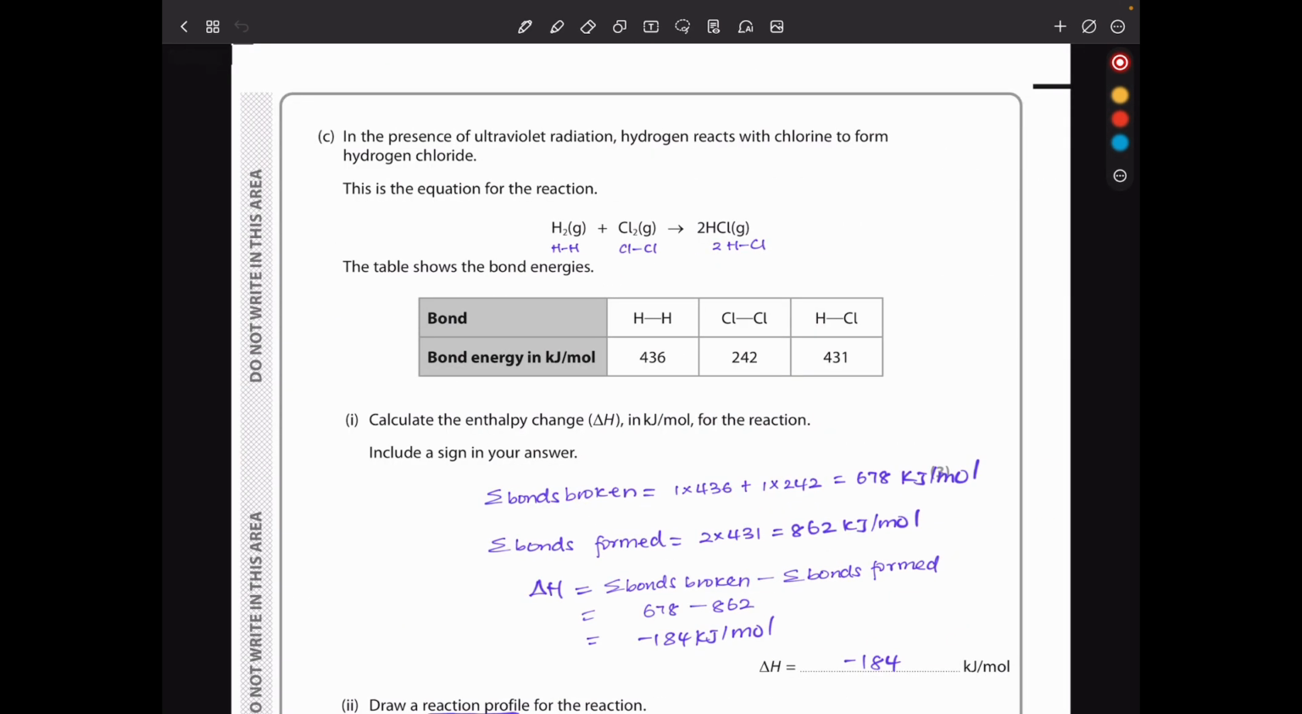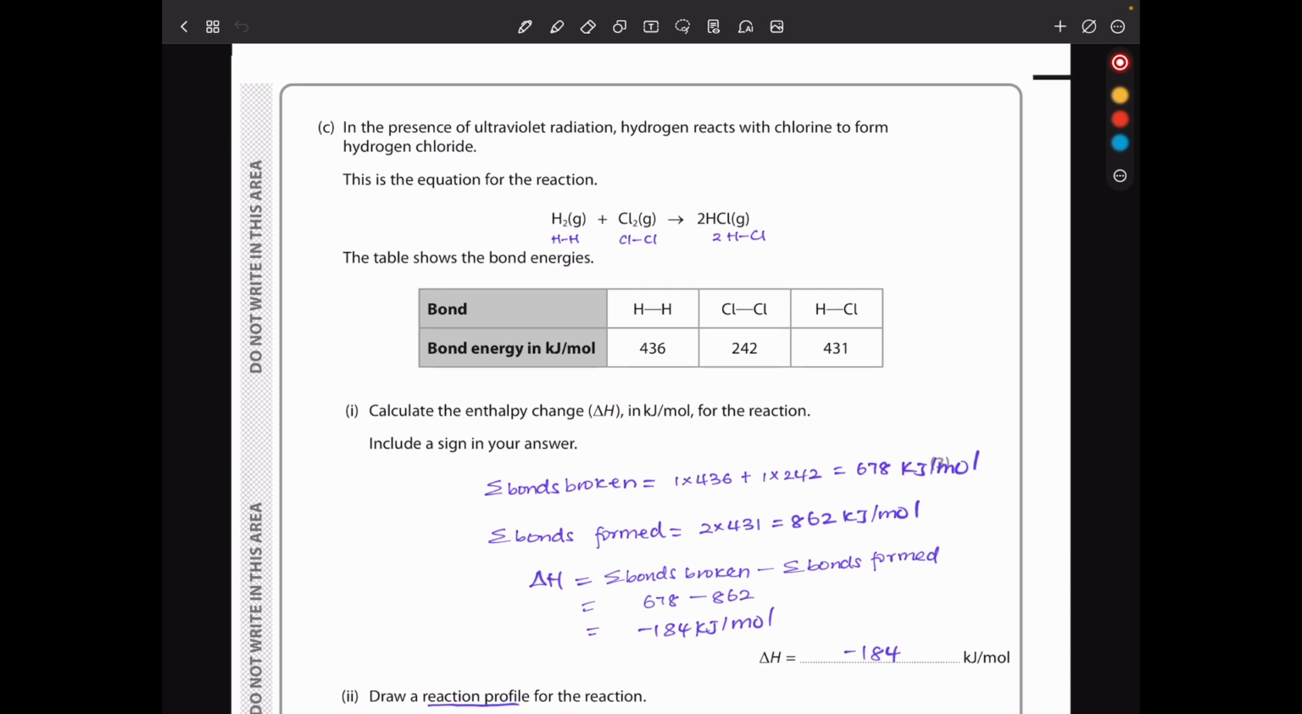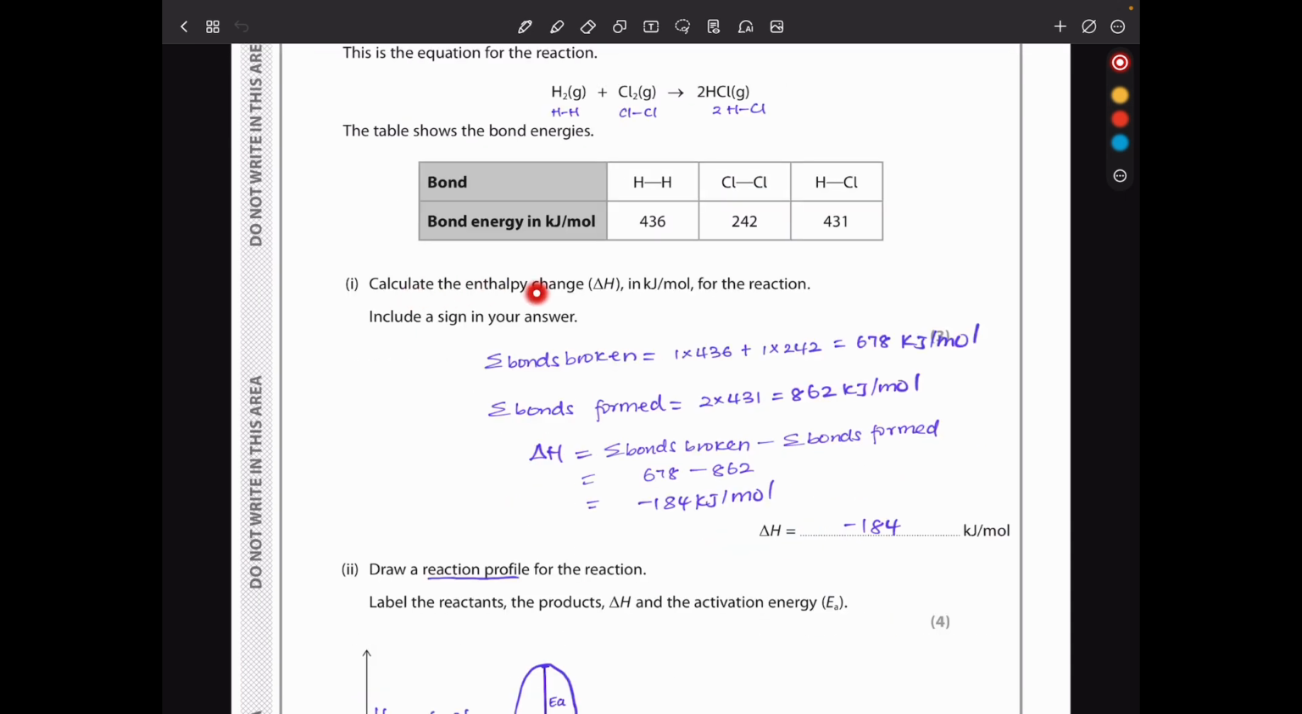In part C, in the presence of UV radiation, hydrogen reacts with chlorine to form hydrogen chloride, and the equation is shown here. They've given us the table of bond energies. They say calculate the enthalpy change in kilojoules per mole for the reaction. Include a sign in your answer.